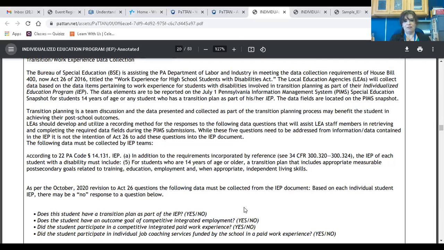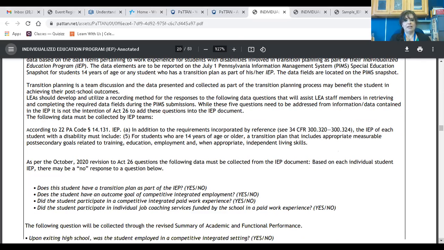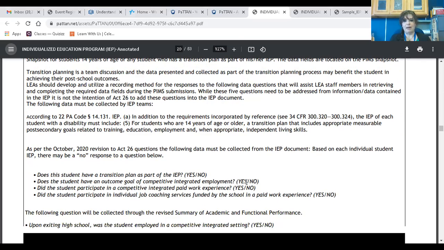You also need to answer these questions. Does the student have a transition plan as part of the IEP, yes or no? Does the student have an outcome goal of competitive integrated employment? Yes or no? Did the student participate in a competitive integrated paid work experience? Yes or no? And did the student participate in individual job coaching services funded by the school in a paid work experience? Yes or no?